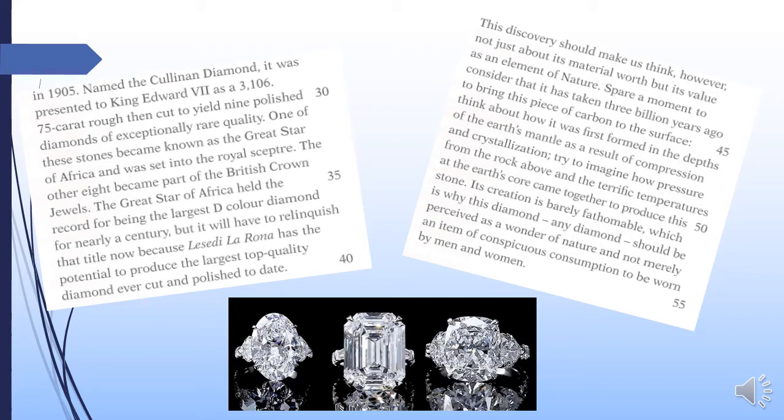This discovery should make us think, however, not just about its material worth, but its value as an element of nature. Spare a moment to consider that it has taken 3 billion years to bring this piece of carbon to the surface. Think about how it was first formed in the depths of the Earth's mantle as a result of compression and crystallization. Try to imagine how pressure from the rock above and the terrific temperatures at the Earth's core came together to produce this stone.